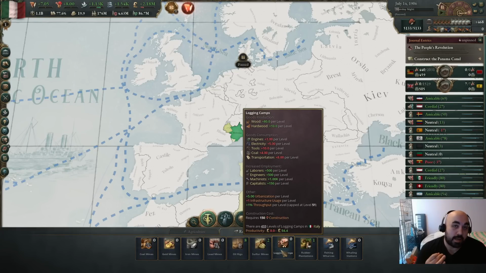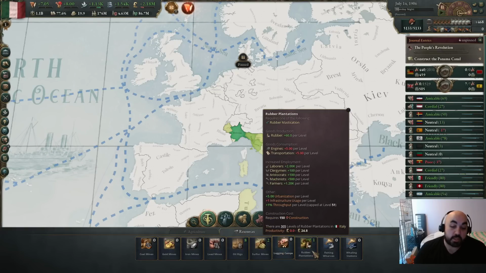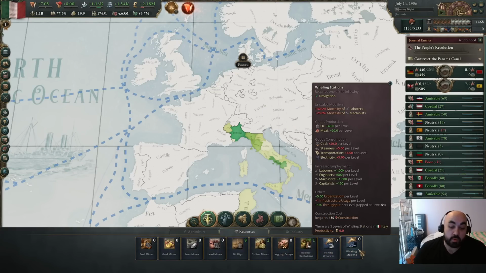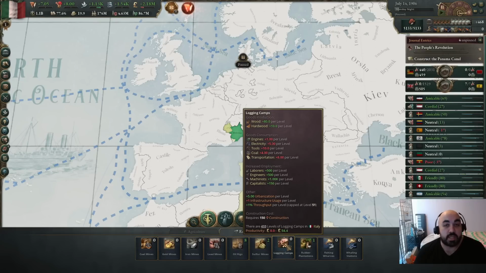However, logging camps fall off. They suffer just like rubber and fishing wharves and whaling stations, all from the same thing, which is that they have a ceiling for the amount of throughput they can get, and so this means that they are going to become kind of middling as the game goes on.